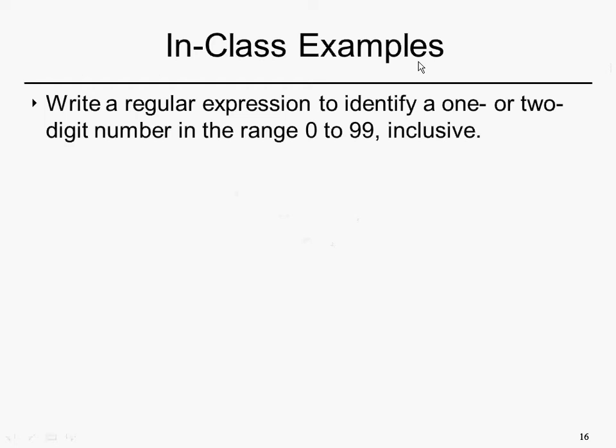We'll assume, incidentally, that whatever they're preceded by is fine as well, for the moment. So what would we do if you wanted to identify one or two digit numbers in the range 0 to 99?